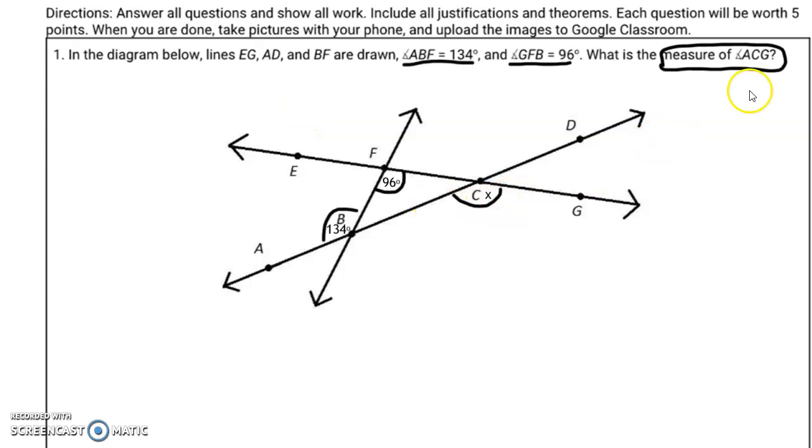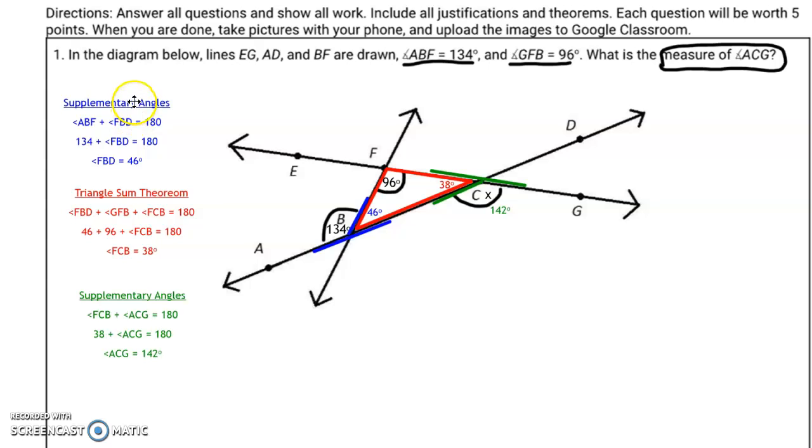All right, the first step in answering this question correctly is to label the diagram completely. ABF is 134, that's angle ABF. GFB is 96, here's GFB from G all the way to F to B. And we are also looking for the measure of angle ACG, which is here. Now that it's labeled, you're able to use the same procedures that we used on the Khan Academy videos to try to figure this out. Again, we're trying to use whatever theorems we have.